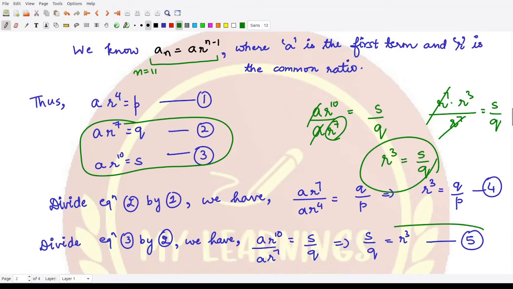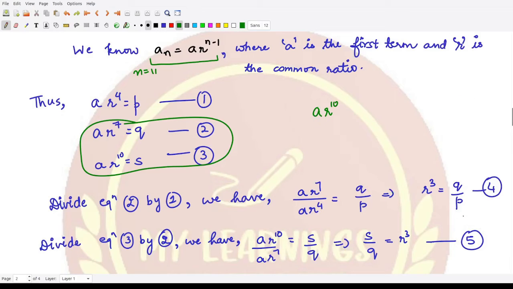So this is your fifth equation from here, correct? Okay. Now from equation 4 and equation 5, can you see a thing? Yes. Let's highlight the terms. This is equation 4. This is equation 5.